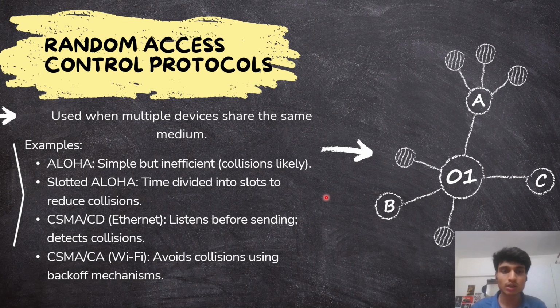For example, ALOHA is the simplest one, in which devices send whenever they want. If there's a collision, they wait a random time and resend. Slotted ALOHA adds time slots to reduce collisions.